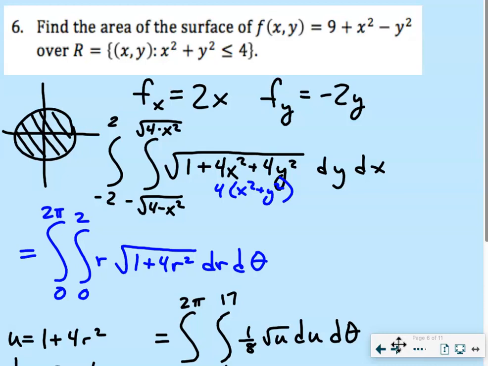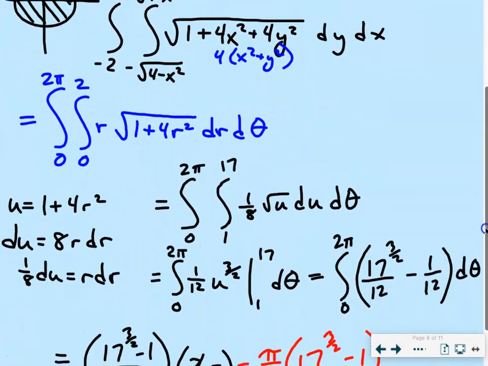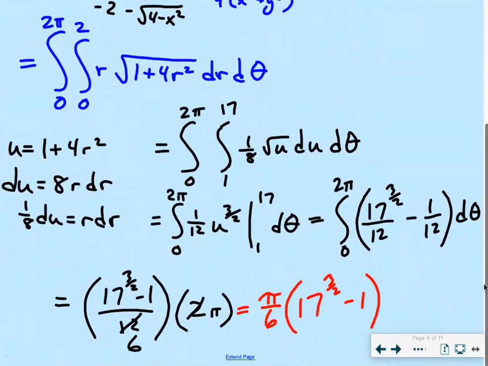Remember, if you convert to polar, as soon as you rewrite dy dx, it has to become r dr d theta. Don't forget the new r when you convert to polar. So I converted to polar, super easy, much easier. So the final answer, you did have to do a little u sub, but not crazy u sub, just a little u sub. So the final answer was pi over 6 times 17 to the 3/2 minus 1.